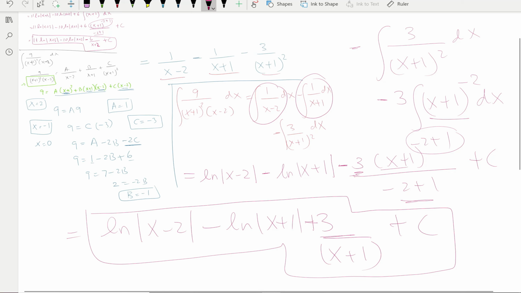All right, so that's how you integrate linear repeated factors, a problem with linear repeated factors. In the next video, as I promised, let's learn how to integrate a problem with irreducible factors. All right, thank you.